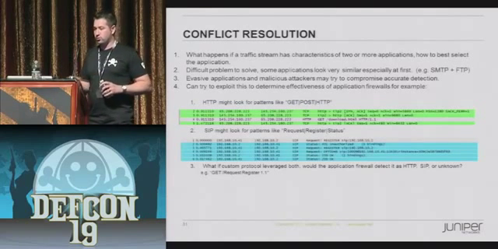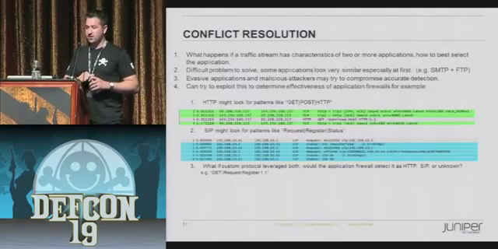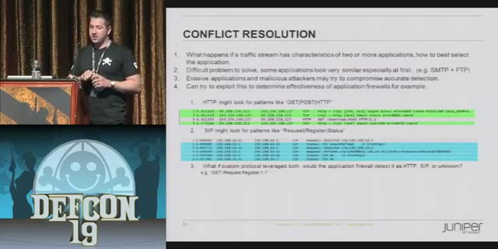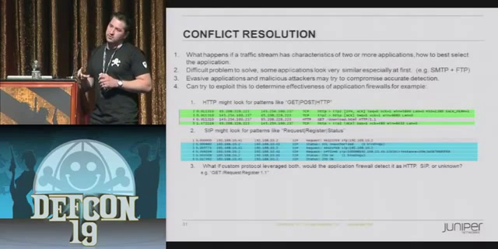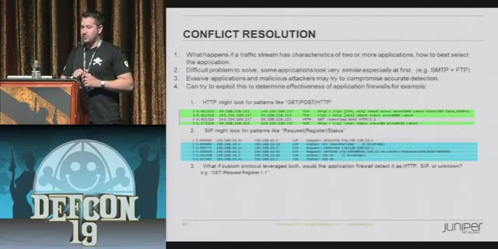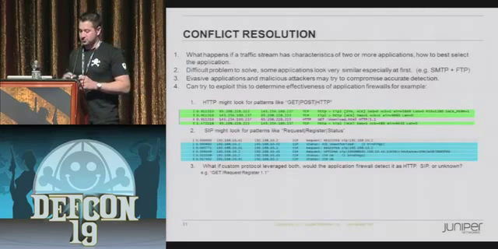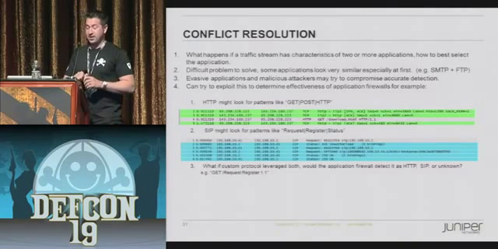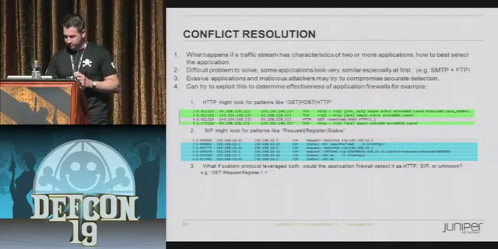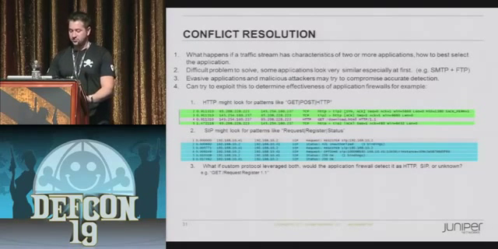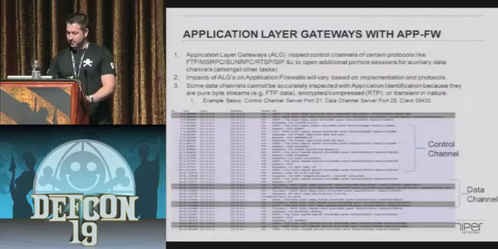A lot will just fall back on the port and say, hey, if we detected this pattern, we expect this, there's a default port, so this must be HTTP. Some will just list it as an unknown application, or others might just pick one of the two in order of precedence, in order of the likelihood. So conflict resolution is potentially something that could be leveraged for both good and bad.